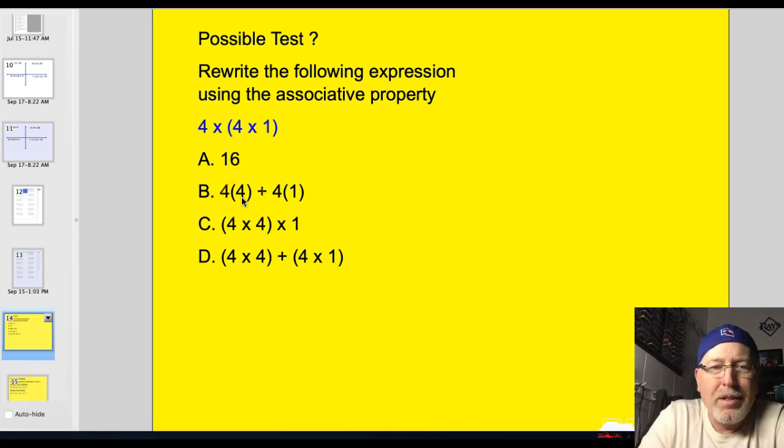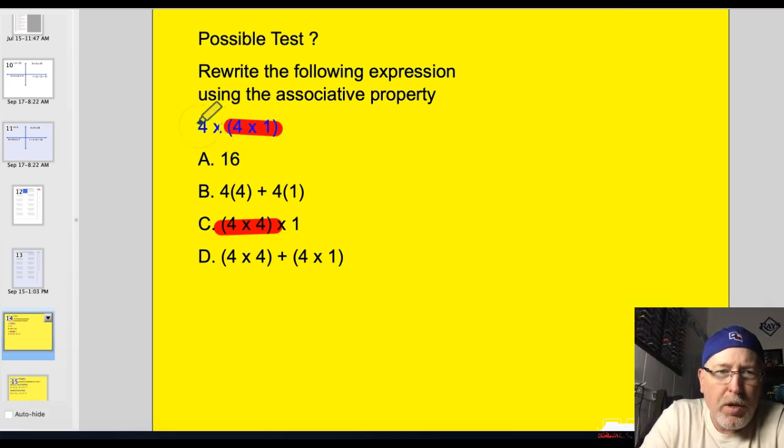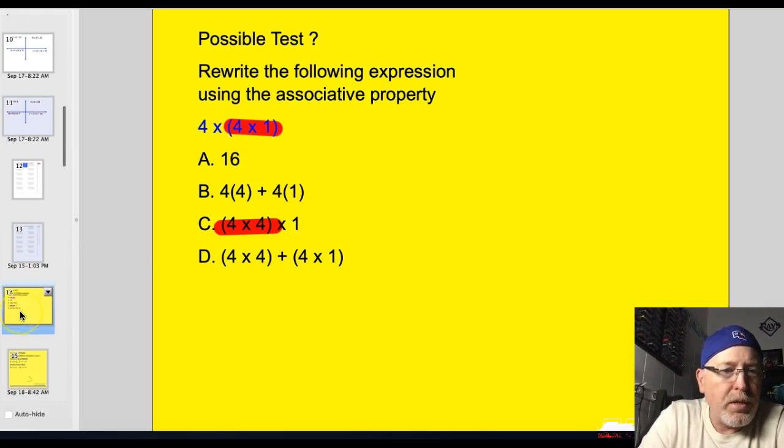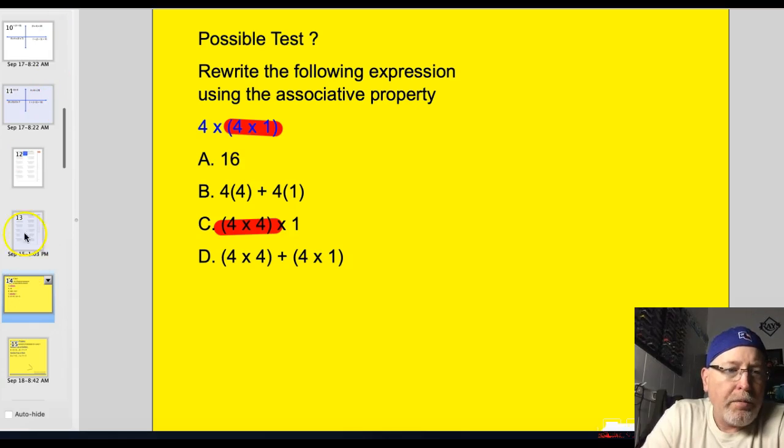How about this one? No, I'm trying to get you to think about the distributive property. It's not the distributive property. This one would be wrong anyway, but how about this one here? Yeah, that's it. Notice once again, I just moved the brackets. 4 times 4 here, 4 times 1 up here. 4, 4, 1, 4, 4, 1. I suggest you check for that order. It's pretty important.